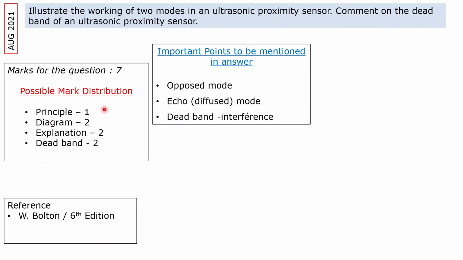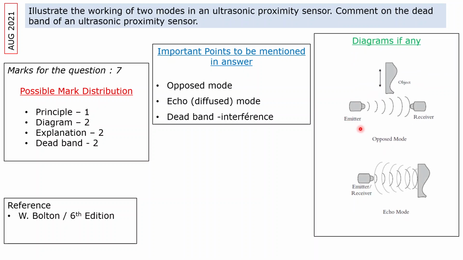So the principle, you might be knowing that the ultrasonic proximity sensor works with ultrasonic sound waves, you are checking the proximity of an object near to this particular sensor. And this is of two modes. One is opposed mode, in that the emitter and receiver will be at two opposite positions, and when an object is coming in between, the emitted waves will not reach the receiver. So you can understand that an object is there in the vicinity of this emitter and receiver, which senses the proximity.